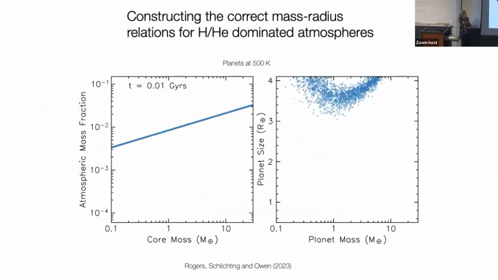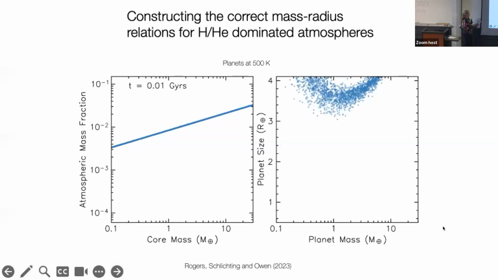The second is that the amount of atmosphere you expect for a planet to have after formation, I already showed you that the accretion depends on planet mass, right? How much you accrete, but also how much you lose depends on planet mass. So if you start out with a population of super Earths, or sub-Neptunes with hydrogen helium envelopes, and you let it evolve in time, here you have atmospheric mass fraction as a function of core mass.